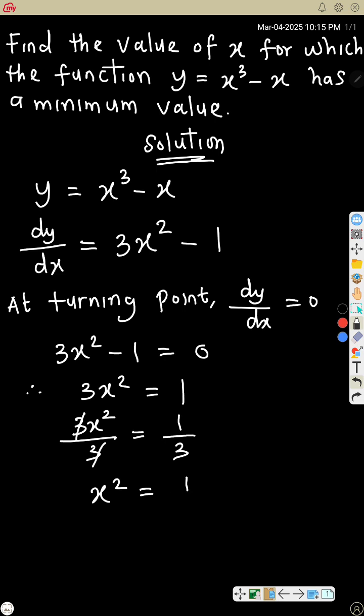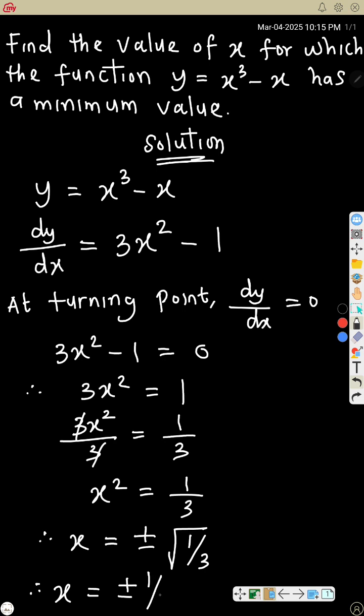Because we are looking for x, x squared equals 1 over 3. So x will equal plus or minus square root of 1 over 3. Plus or minus, because if you have a square, it means you should have two answers. So that means x equals plus or minus 1 divided by square root of 3. So we have to rationalize the denominator.